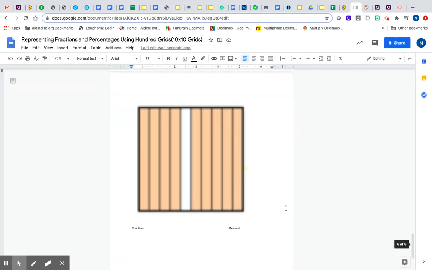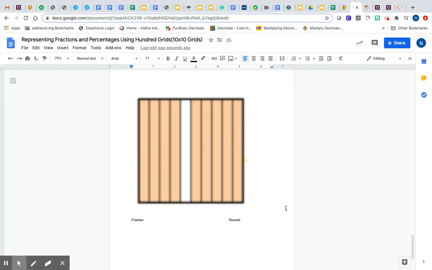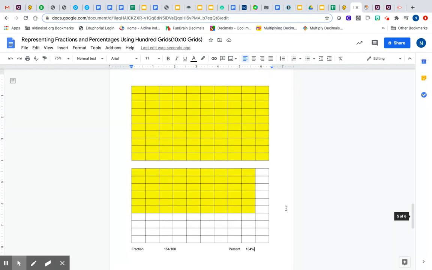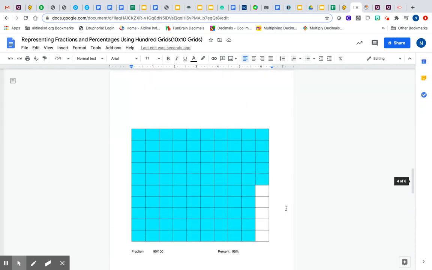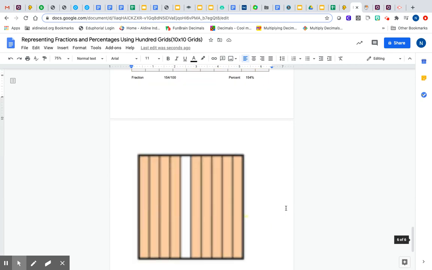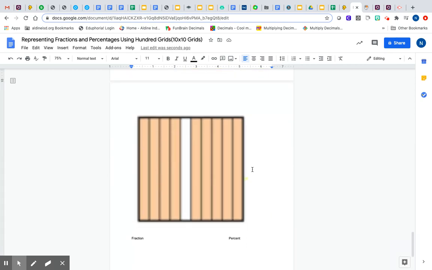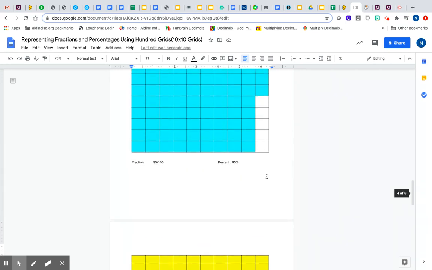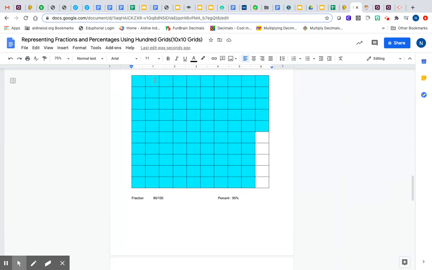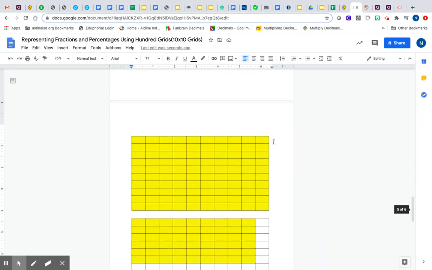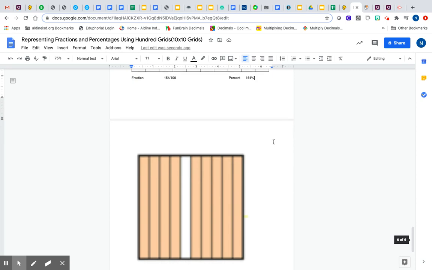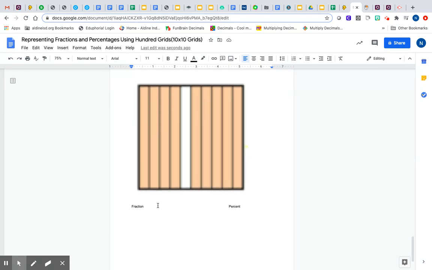All right, our last model. Wow, this one looks kind of different from the other hundreds grids that we've been working with. This model only has 10 columns, but so does our hundreds grid. If we count the columns, it's 1, 2, 3, 4, 5, 6, 7, 8, 9, 10. So you will still treat this model like you would a hundreds grid.